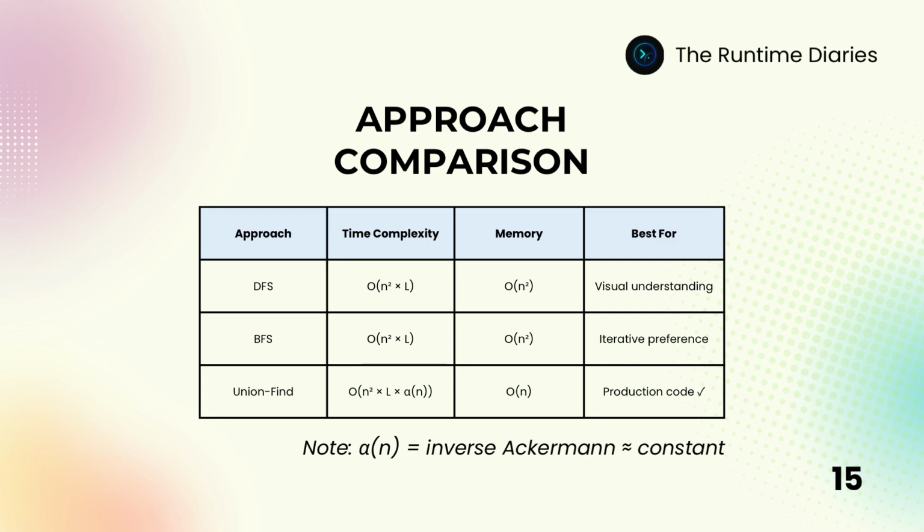Union find is O of n space and O of n squared times L times alpha of n time complexity, which is effectively O of n squared times L. It's best for production code and when you just need to count components without explicitly exploring them. Alpha of n, the inverse Ackermann function, grows so slowly that it's basically constant for any realistic input size. So while all three approaches are correct, union find is the most elegant and efficient.